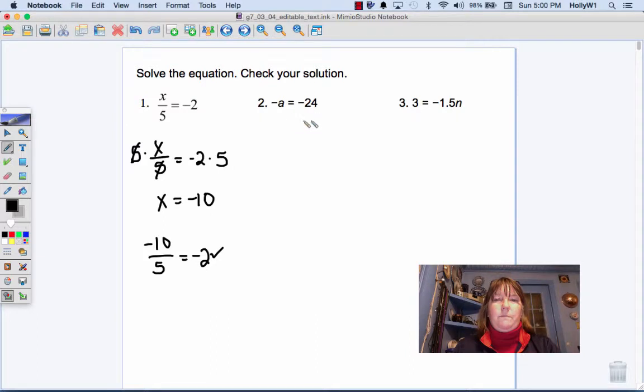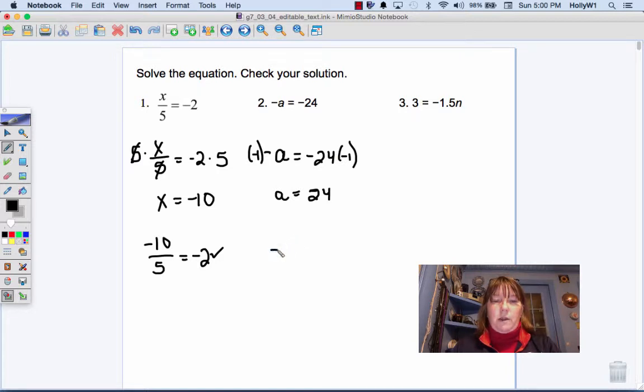That checks out. In this case, negative a is equal to negative 24. This was kind of a trick question. There's actually two ways that you can solve this. If I multiplied both sides by a negative 1, a negative times a negative is a positive, and 1 times a is a. So that would be a is equal to 24, for the same reasons. A negative 1 times a negative 24 is a positive 24.